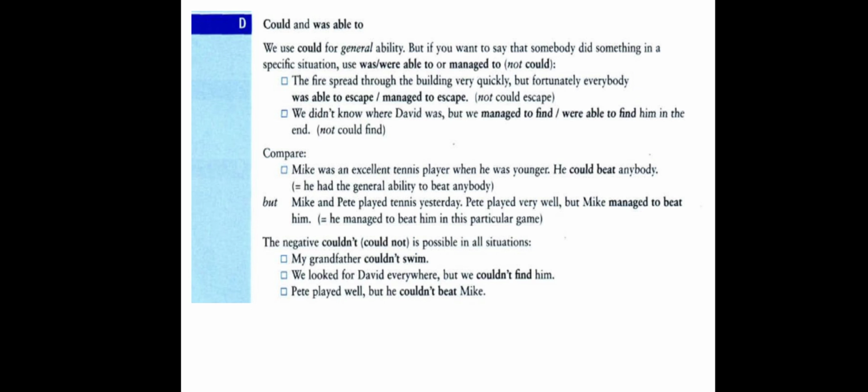And the last part is could and was able to. Could is the past of can, and was able to is the past of am, is, are able to, and it is a form of be able to. Could is used for general ability in the past, and was able to or were able to are used for past ability, but for specific situations, not general.